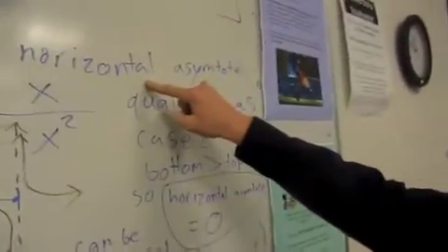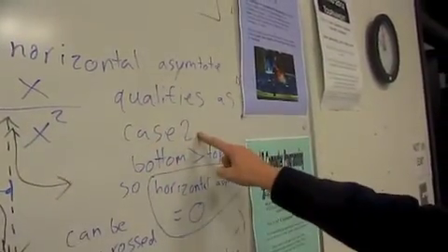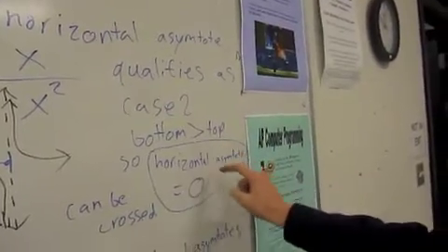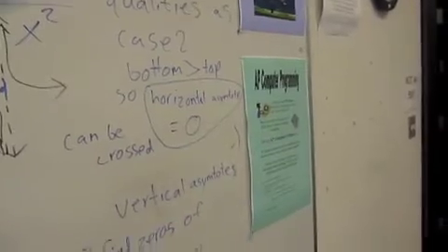Next, we'll go to horizontal asymptotes. Use only the variables for this, so it's x over x squared. And this qualifies as case 2, because the bottom is greater than the top. So the horizontal asymptote is equal to 0, but it can be crossed, unlike the vertical asymptote.